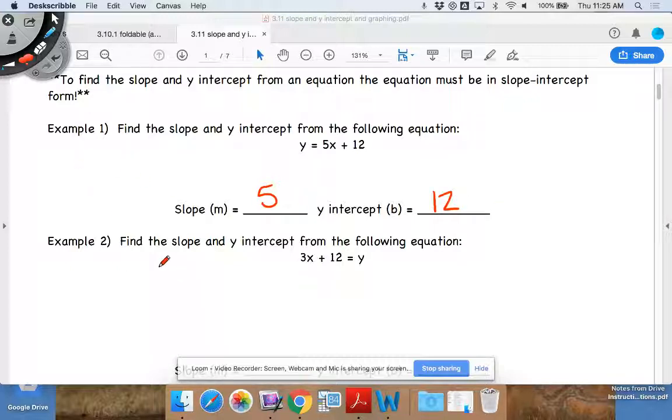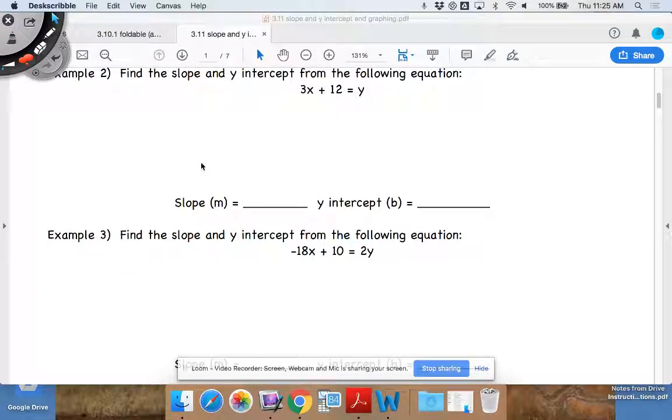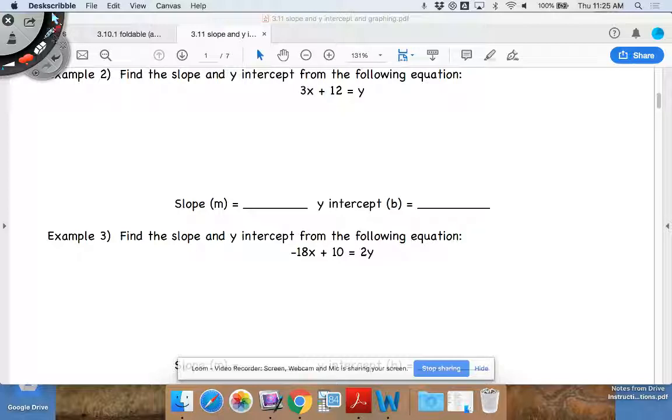Example 2, this one freaks people out. Is that in y equals form? Is it technically? Could you rewrite this as y equals 3x plus 12 and it means the exact same thing? Yes. So what's the slope? Is it negative? It's just 3. And what's the y-intercept? 12.